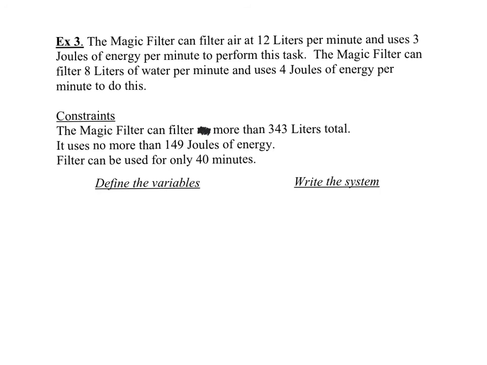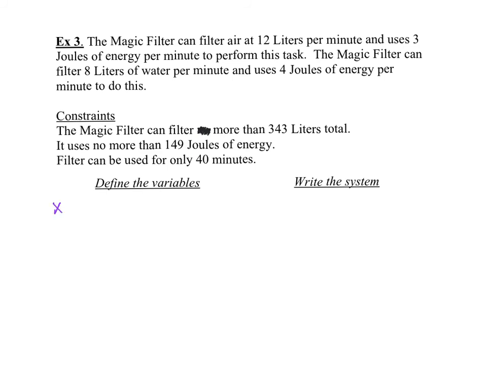Now they're going to add some constraints so you can figure out how to optimize this situation. The first constraint is that the magic filter can filter more than 343 liters total. It uses no more than 149 joules of energy, and the filter can be used for only 40 minutes. For my variables, they normally ask you a question involving the variables so it becomes more obvious, but they didn't this time, so I'm just going to tell you.